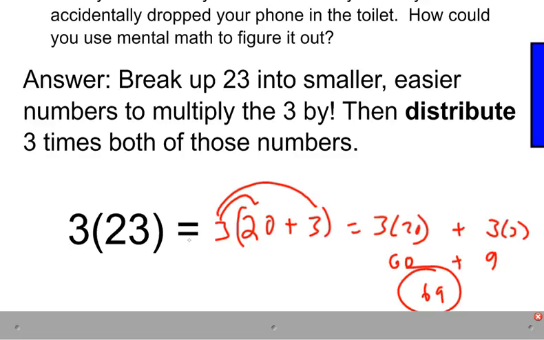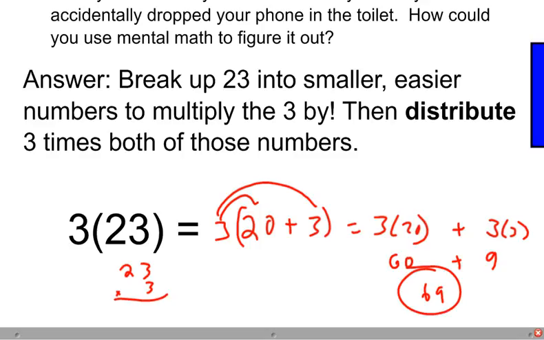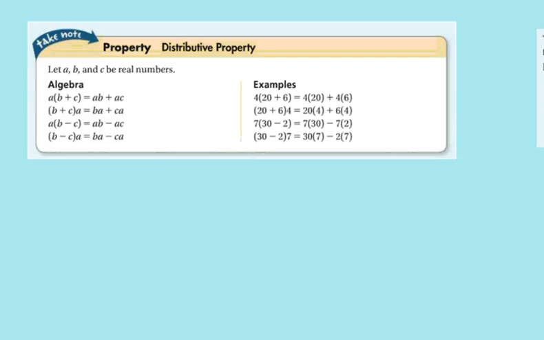We distributed the 3 to 2 different things instead of just to the 23, to the 20 and to the 3, and you end up getting that. And that is correct. You can write it out 23 times 3. If you write it out this way, the old classic multiplication, 3 times 3 is 9, 2 times 3 is 6, and there's another way to do it as well. But anyway, let's formally look at what it is.